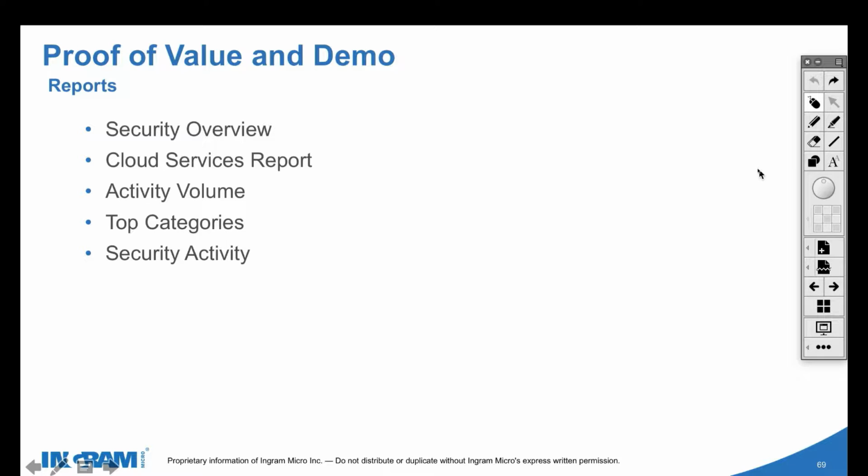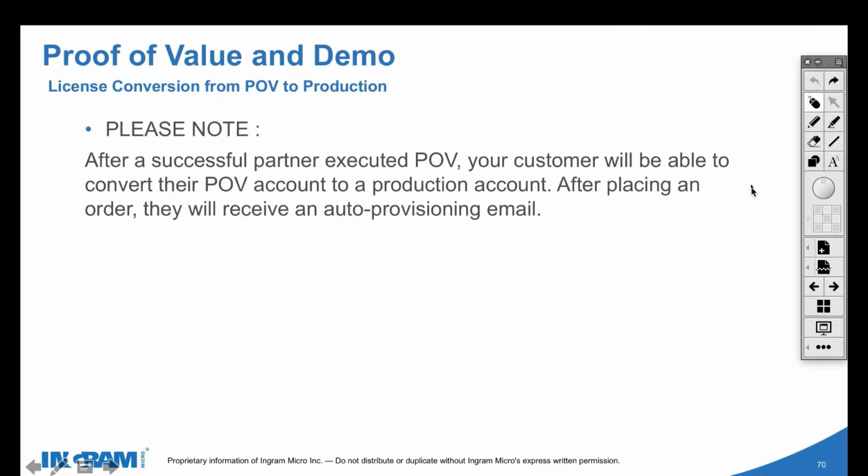Okay, almost in the end, the reporting. We're going to move on to security overview, cloud services report, activity volume, top categories, and security activity. Last thing to note, after a successful partner-executed POV, your customer will be able to convert their POV account to a production account. After placing an order, they will receive an order provisioning email.